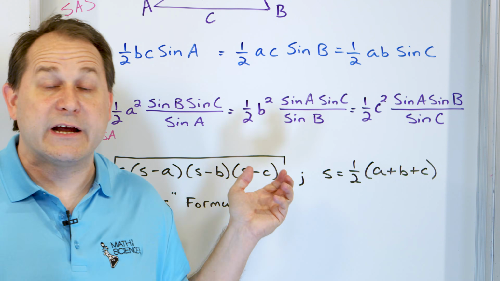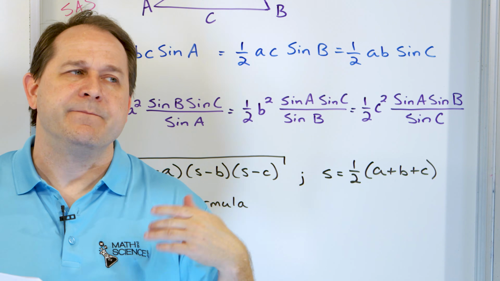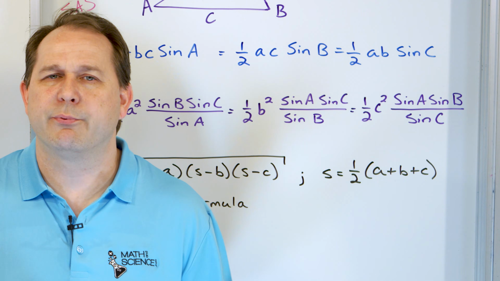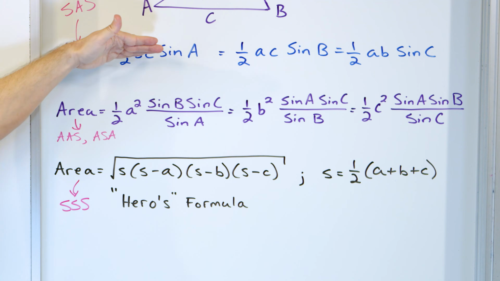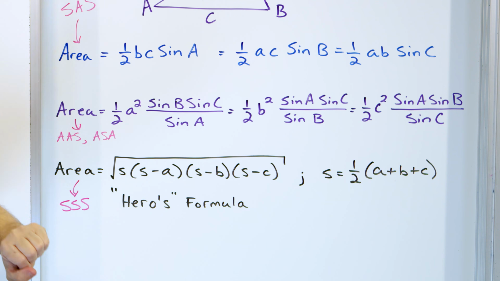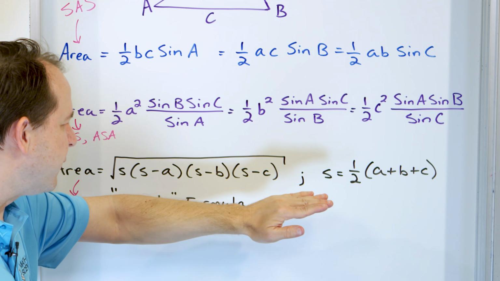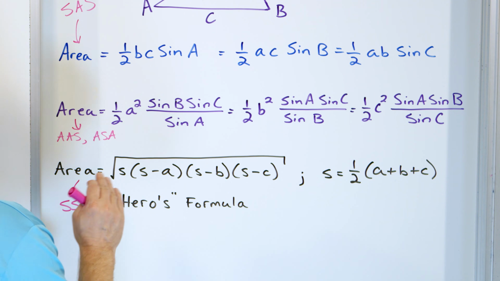So again, I'm not going to prove the third one. Hero's formula is a little bit more involved. I don't want to prove it. It's not particularly enlightening. But we're going to prove the first two sets here. You're going to know exactly where they come from. If you really want to know where this comes from, you can certainly look it up, but we're not going to prove it in this class.